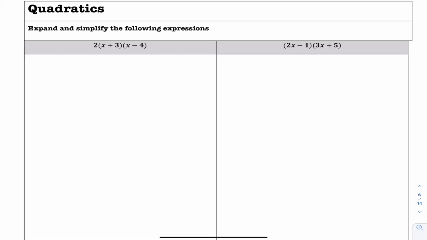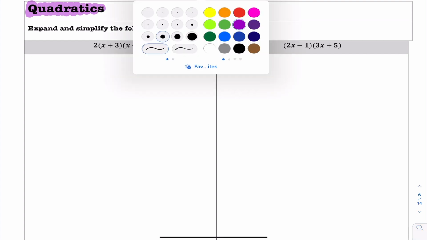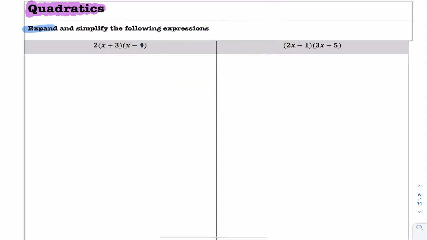Okay, we want to take a look at the quadratics unit here. Quadratics is a pretty big unit, so we're just going to follow along. We're going to first start off with the idea of expanding and simplifying quadratics. Let's go ahead and do that with this first one here.